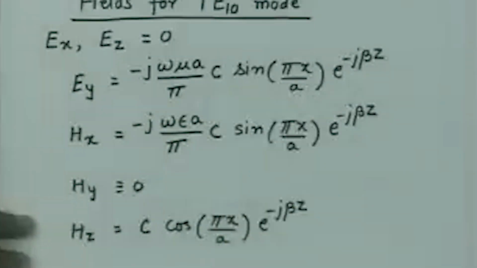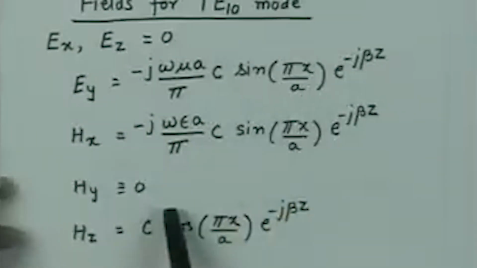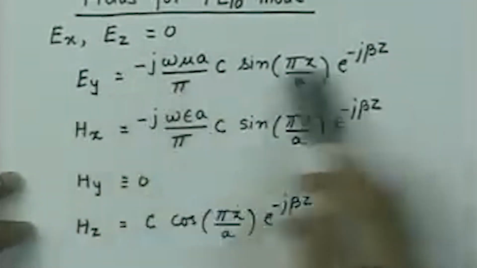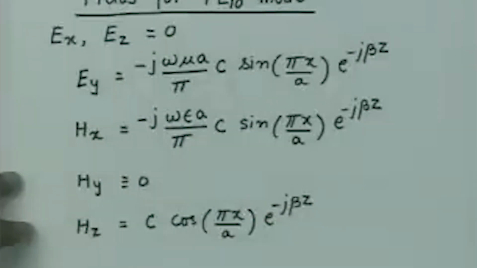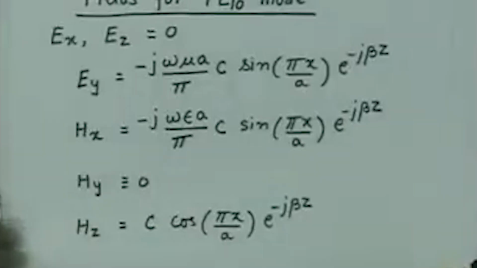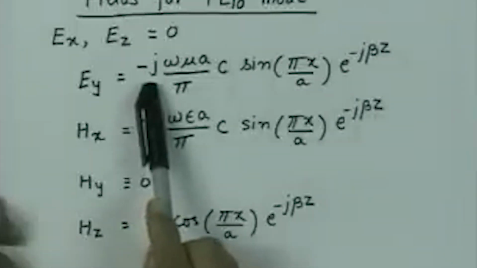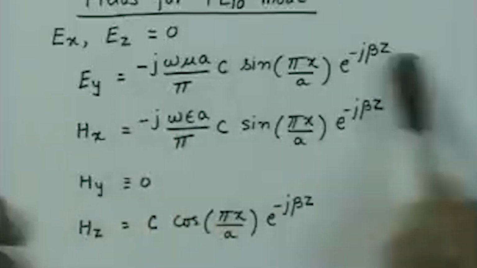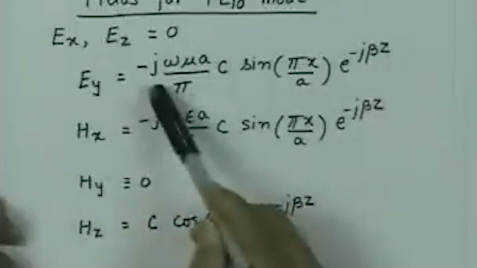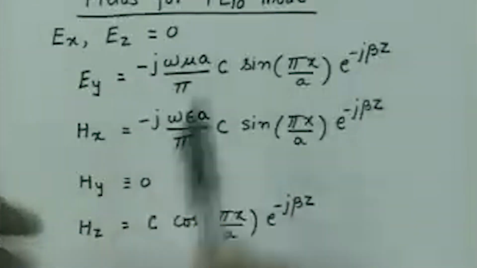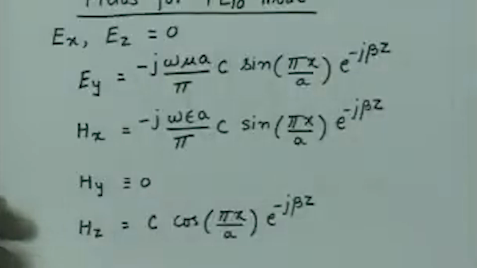However, to visualize these fields as we did in the previous case, let us take the amplitude of this field, that is the real part of this quantity, and plot that as a function of z, x and y. We will get a three-dimensional picture of the fields. Before we do that, however, let us try to take this j and represent that along with this, because j is e to the power j pi by 2. So, minus j will be e to the power minus j pi by 2.